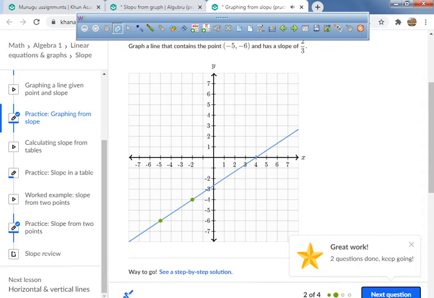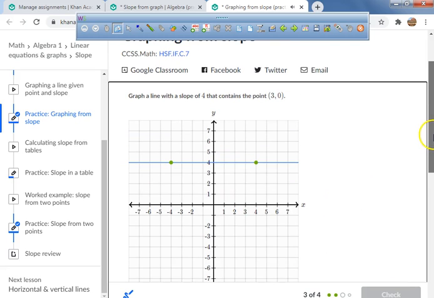And it's kind of fun too, because you're not having to write stuff down. You get to use a computer, and it's kind of fun.